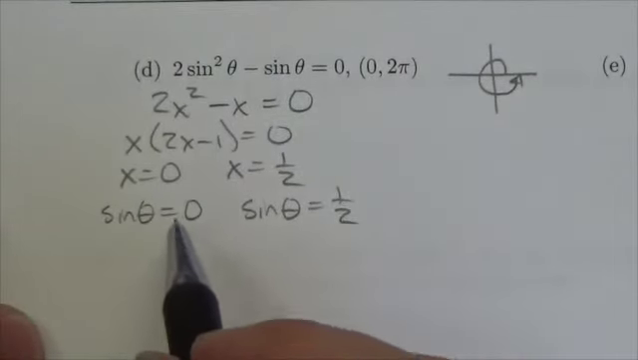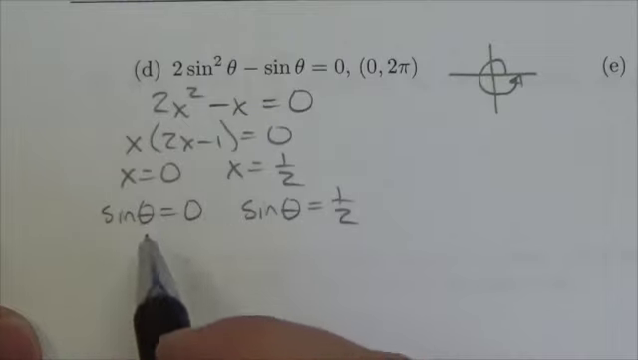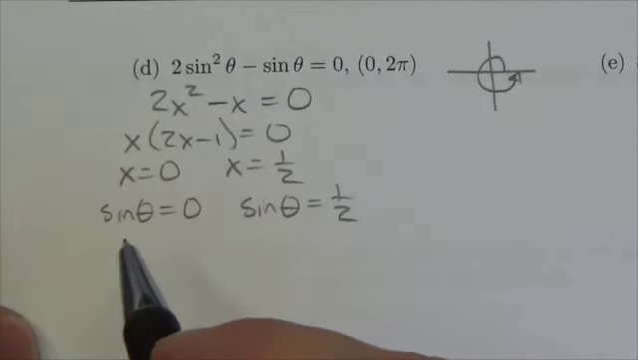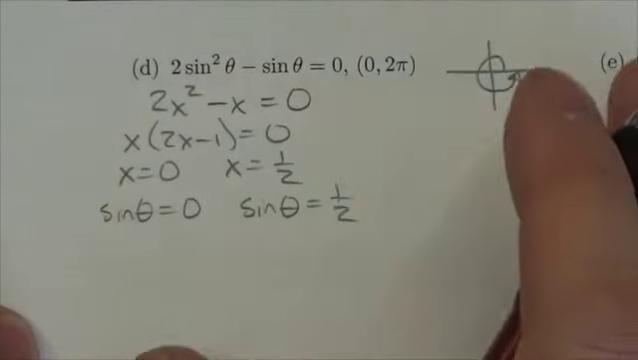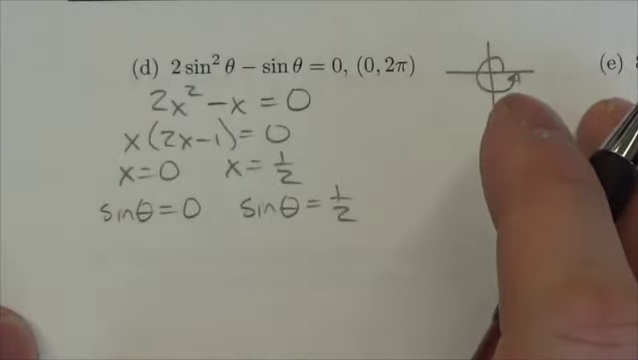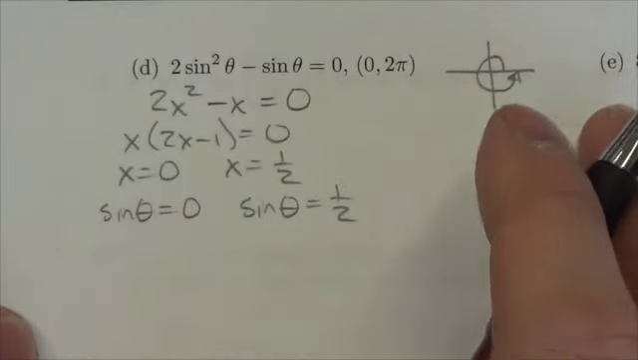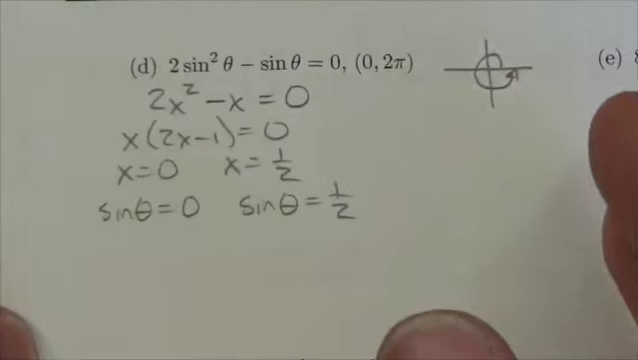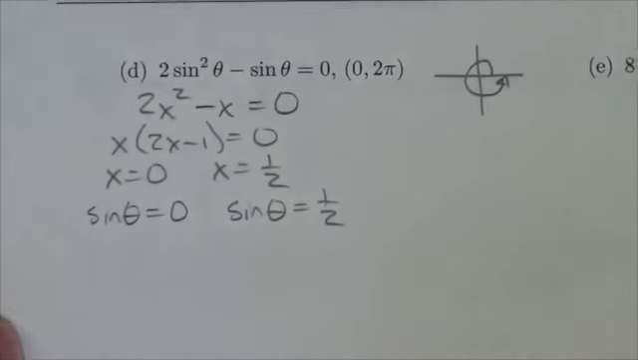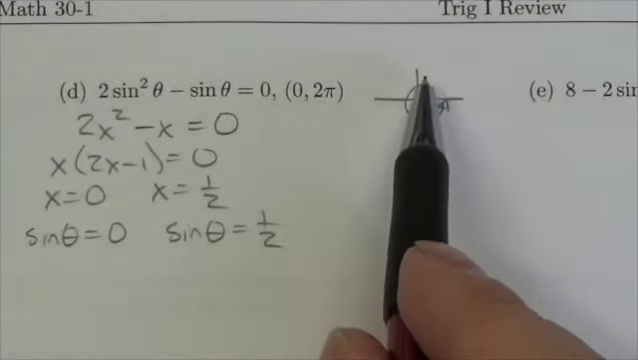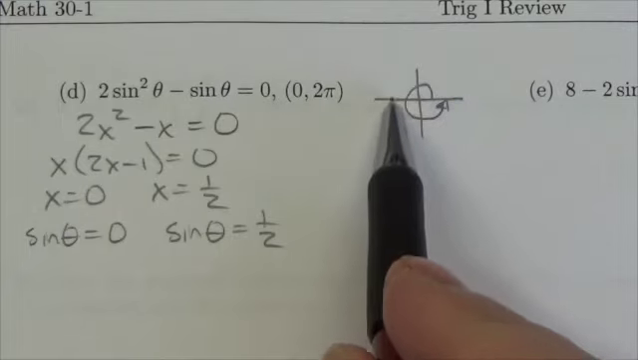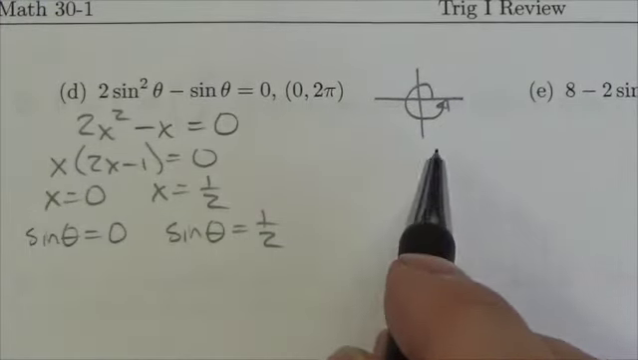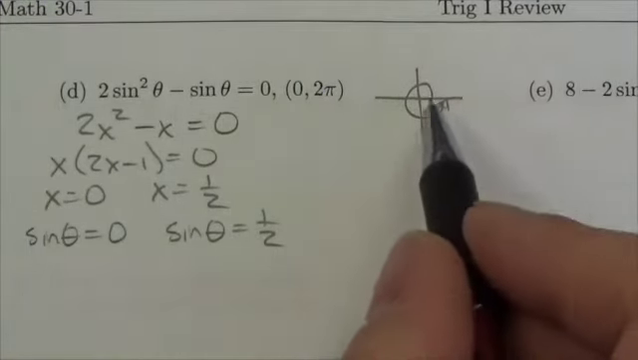Okay, where does sine go to 0? Well, sine is related to the y-coordinate. Okay, think back to your original definitions for sine, cos, and tan. Sine is related to the y-coordinate. So when y goes to 0, sine will go to 0. Now let's just think here. Around this circle here, where does the y-coordinate go to 0?